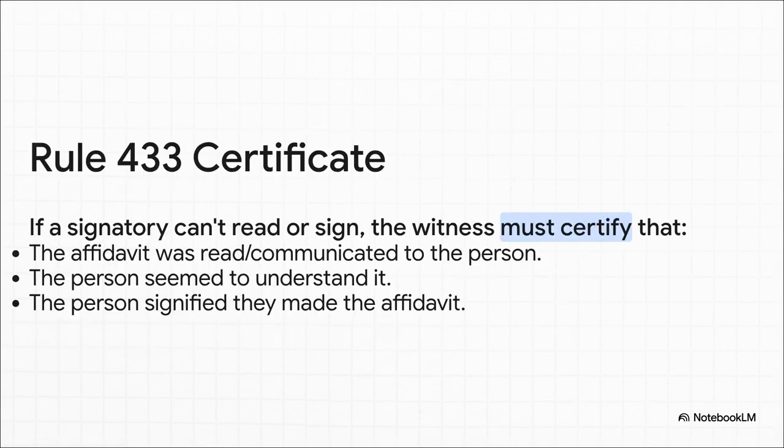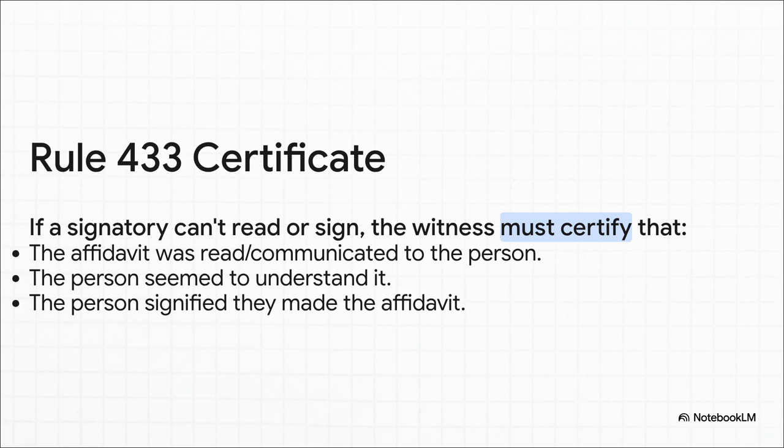In this scenario, the witness has a much bigger job to do under Rule 433. They have to add a special certificate right below the jurat. And in that certificate, they must confirm 3 things. 1, that the affidavit was read out loud to the person. 2, that the person genuinely seemed to understand it, and 3, that the person clearly indicated it was their affidavit.